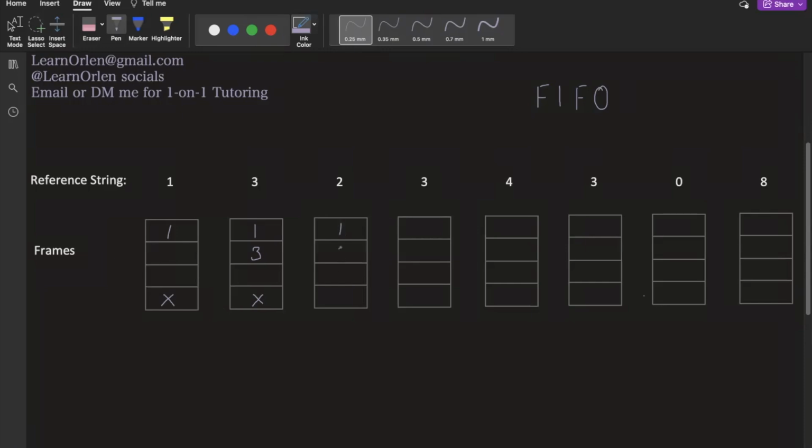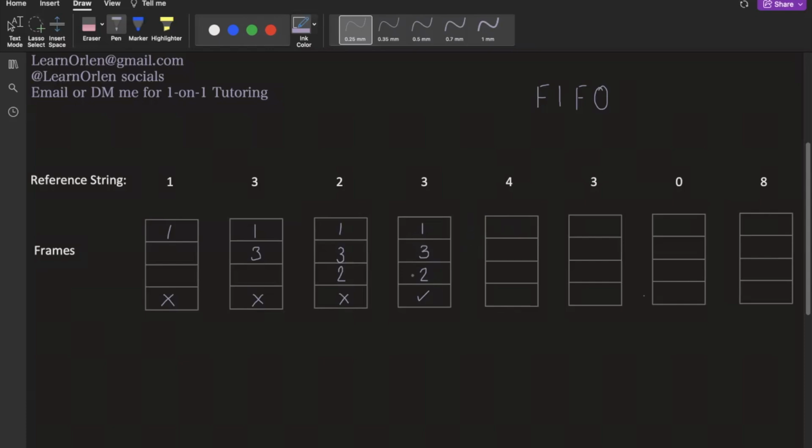Now, one, three, two, because two was not here. Again, this would be a page fault. Now our next one, three, and two. And see how we have three in here? That will be a page hit because three's already in. You don't have to replace anything. So we're good.